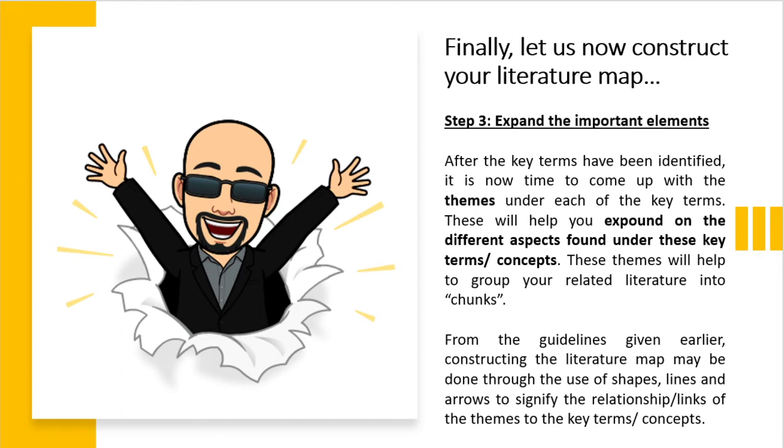So, because we have the themes, now we are able to arrange and organize the information that you are going to place in your review of related literature. It's no longer going to be a mere combination of related sources, but this time it will be a presentation of related information in a way that is coherent, unified, and most of all, organized. So from the guidelines given earlier, constructing the literature map is done through the use of shapes, lines, and arrows to show the relationship.